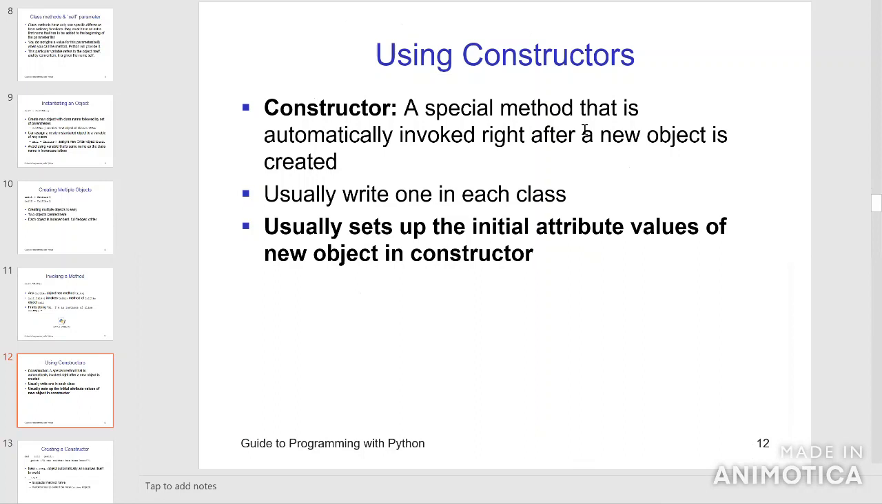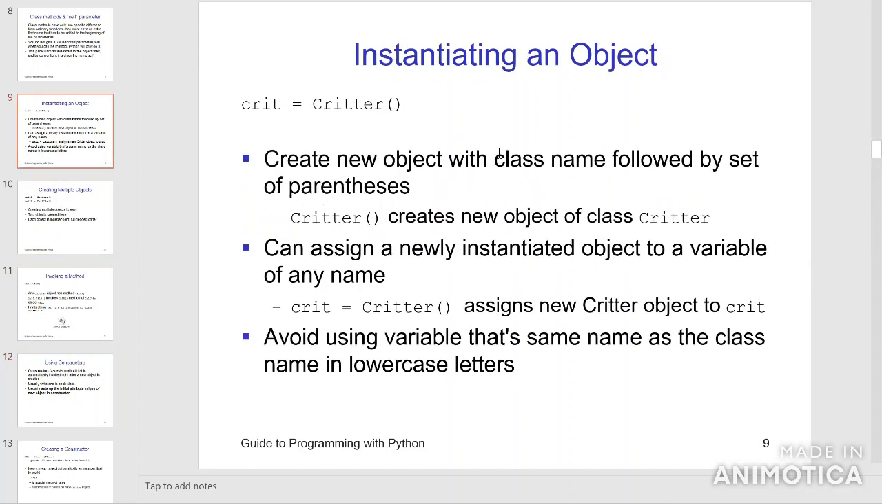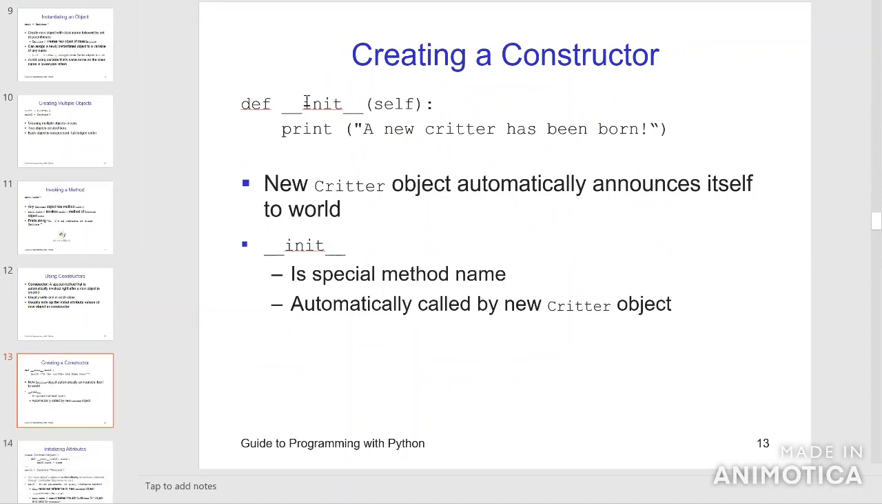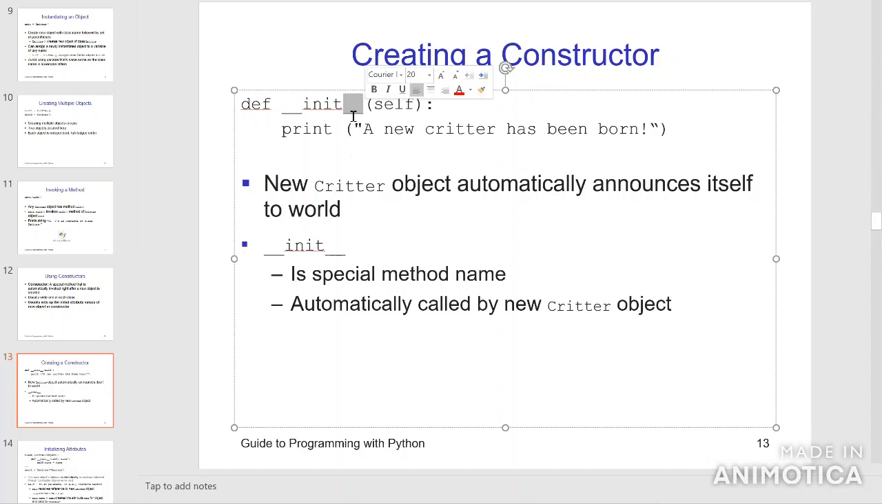First of all, you have to understand how we can use constructors. A constructor is a special method. Remember, it is init. But don't forget, you have 2 underscores in front of init and 2 underscores after the init. Okay, so 2 underscores and 2 underscores here.